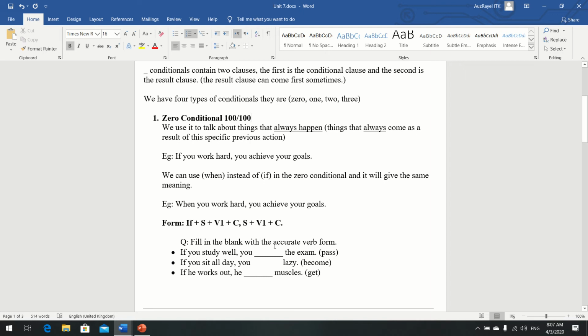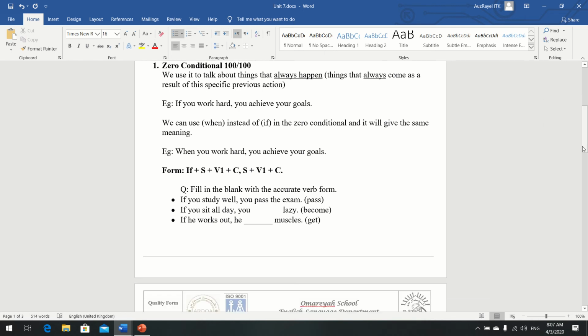Fill in the blank with the accurate verb form. If you study well, you pass the exam. The verb stays verb 1 because in the zero conditional we have both verb 1s in both of the clauses. Okay, if you sit all day, you become lazy. If he works out, he gets muscles.